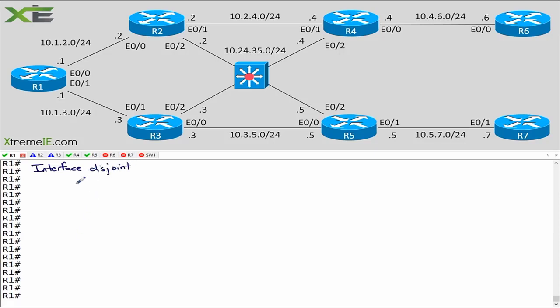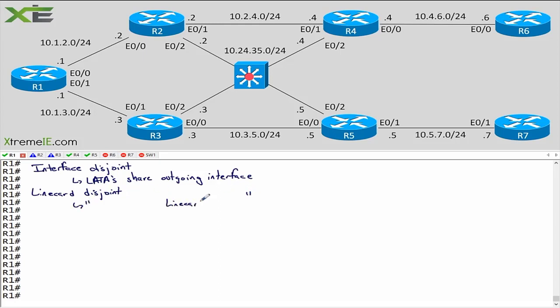Now what this basically does is eliminate LFAs that share an outgoing interface. So if you have multiple LFAs and two of them are essentially using the same interface, this will discard those LFAs. Then you have the line card disjoint, which does the same exact thing, but for the line card. So this is the same thing here, except it's the line card.